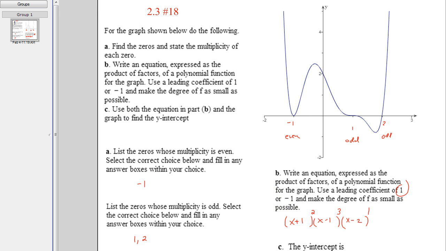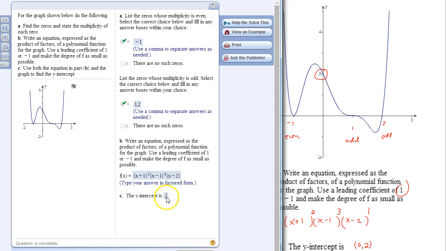And then the y-intercept, that one's easy. You just look where it crosses the y-axis. So the y-intercept is 2, or (0, 2), but on this particular problem they're looking for just a number there. So 2. Okay, so that's how you do this problem. You just make sure that you have the powers correct on there.